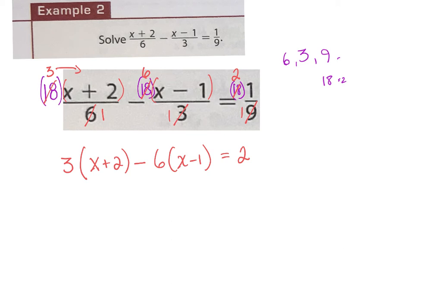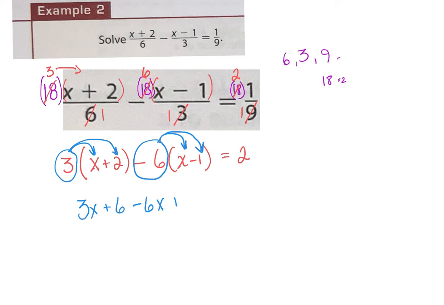So now what do? I distribute, combine like terms, move numbers to one side, variables to the other, and then divide. Okay? So I'm just going to distribute here. I have 3 times x, 3 times 2. Negative 6 is what I'm distributing. Negative 6 times x, negative 6 times negative 1.